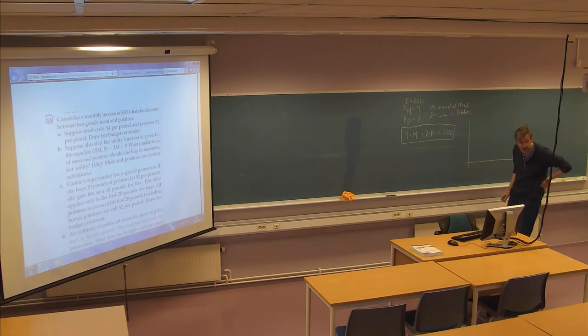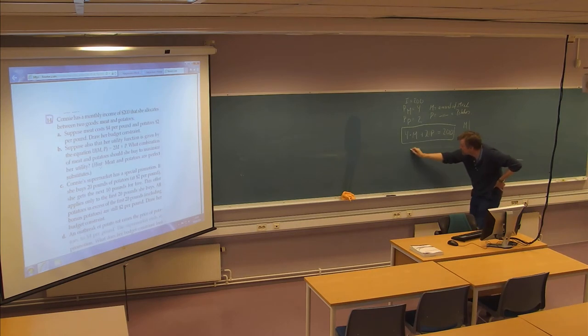Again, we use our traditional technique, don't we? So we have to decide on what should be on what axis here. Suppose we have meat here and potatoes there. In order to draw it, then it's perhaps best to solve it with respect to meat, as we have agreed on. Always solve it with respect to the variable on the second axis. So it's 4m equals 200 minus 2p. Then we divide by 4 to get m alone on the left hand side. 200 divided by 4 is 50, isn't it? Minus a half p. Okay?